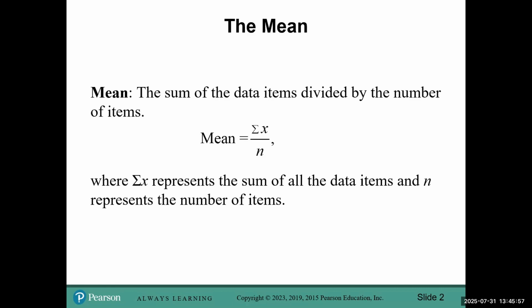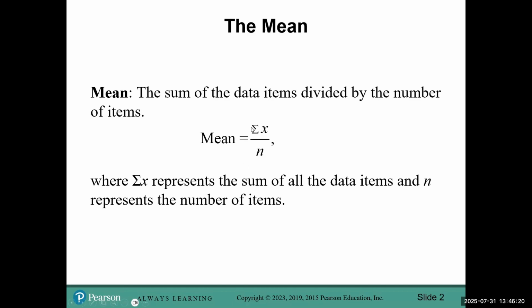The one that most people are the most familiar with is what we usually mean when we say the average, and it is the mean. What we do is we take all of the data and add up all of the numbers that we collected, and then we count how many data items we had, and we divide by that number. And so the formula looks like this.